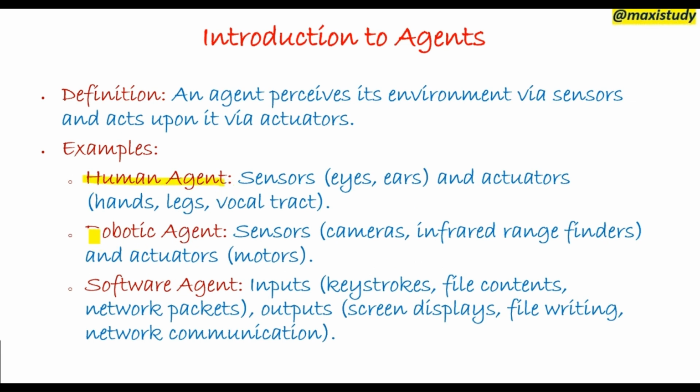In the same manner, coming to machinery, robotic agents. Here, in place of eyes and ears, we use cameras and infrared range finders, and these are the sensors. And the actuator is a motor. Another agent is the software agent. Here all inputs we get are keystrokes, file content, and network packets, and the result is the output. The output can be displayed through screen display, file writing, and network communication.